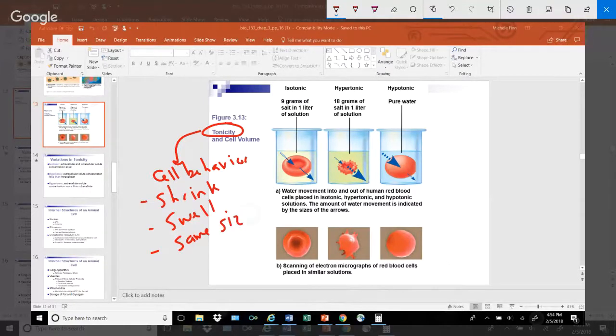Now, in reality, we do not want this to happen to our cells, what I circled, to shrink or swell, because that could compromise the organelles inside and the cell's function. So we start to think about cell volume or cell behavior, tonicity. And when we do, we see these terms, isotonic, hypertonic, and hypotonic. Notice the tonic suffix, or the ending of the word, referring to how does the cell behave.